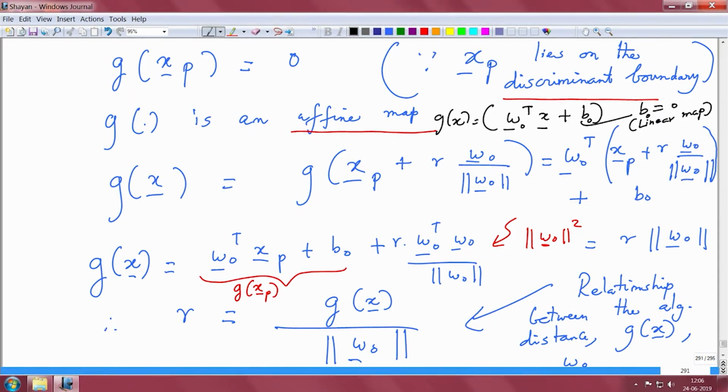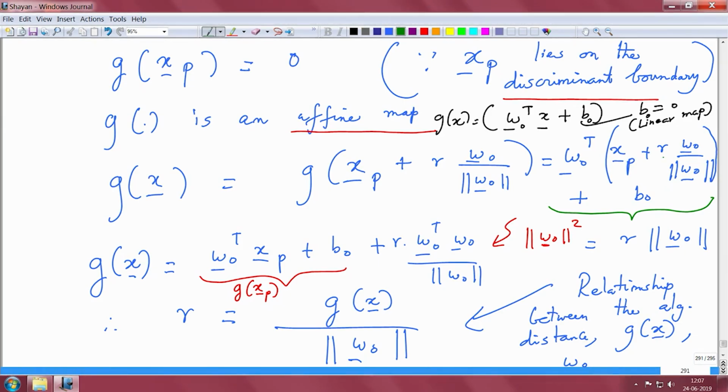So, what I do is I split this into two parts again. I group w naught xp plus b naught into one part, the other is w naught transposed times this r times w naught upon norm w naught. So, rearranging this slightly. So, whatever I have here within this green brace, here I just expand this out. So, I get w naught transpose xp plus b naught plus this other term, but w naught transpose xp plus bias b naught is nothing but g of xp, and that happens to be 0 because it lies on the discriminant boundary, plus this other term w naught transpose r times w naught upon norm w naught.